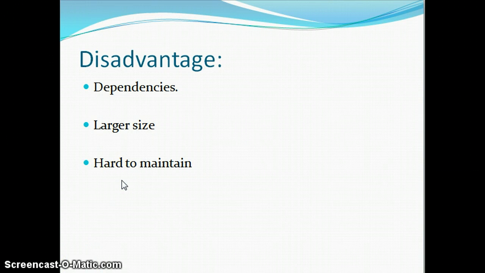The size of the monolithic kernel is bigger than other kernels. So the main disadvantage is that it is hard to maintain, because a bug in a device driver might crash the entire system, and a large kernel can be very difficult to maintain in the monolithic kernel.